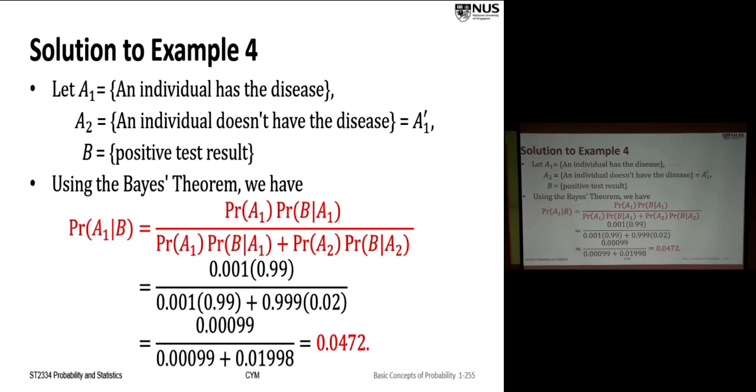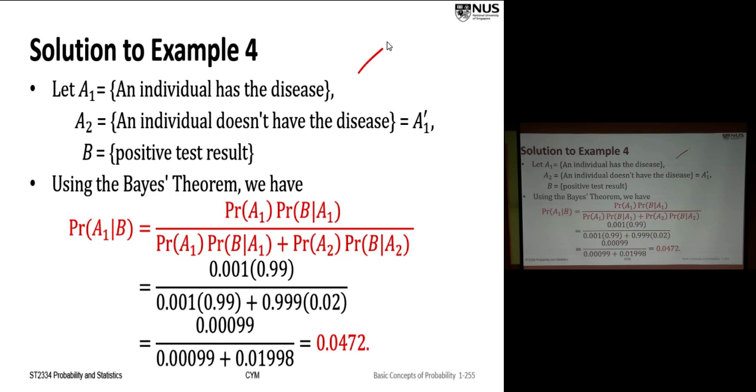Why? What happened? Because it is 1 out of 1,000, there is a large proportion, 99.9%, of normal people, and some of them will get positive results. So you may be one of those normal people and happen to get the positive result. That's why the probability increases from 0.001 to 0.047. You can see that.